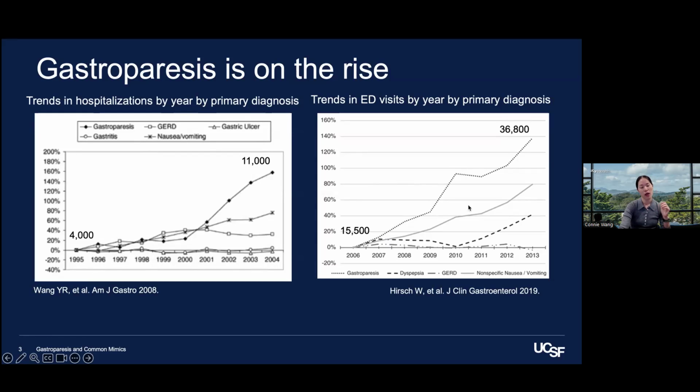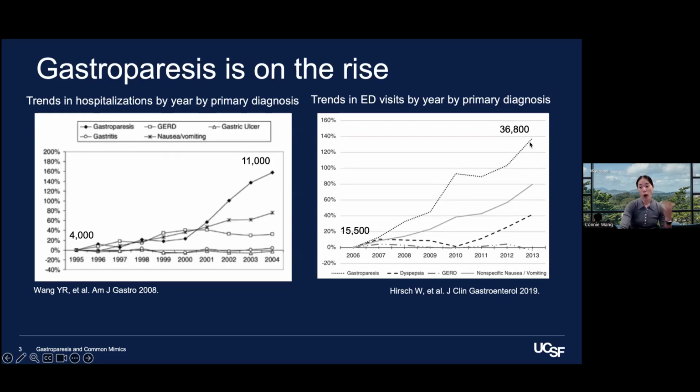And then looking at subsequent years, this is a study that looked at gastroparesis-related ED visits, again using a national database, looking at 2006 to 2013. And similarly, in contrast to other common upper GI-related disorders, such as GERD or ulcers, they found that gastroparesis is dramatically increased here. So from about 15,000 visits per year to almost 37,000 visits per year in 2013.